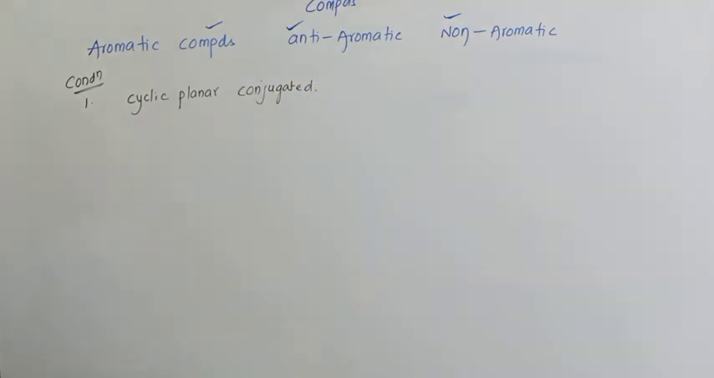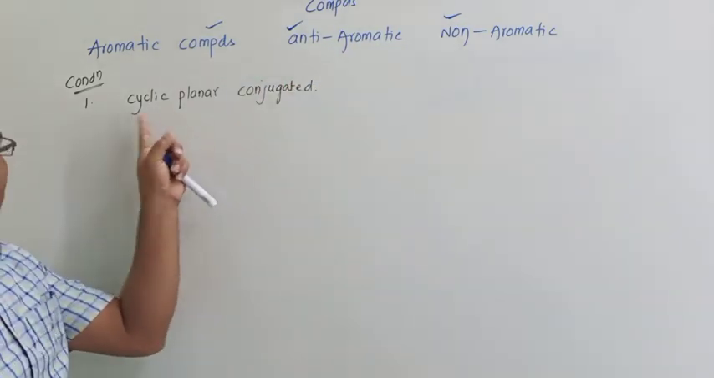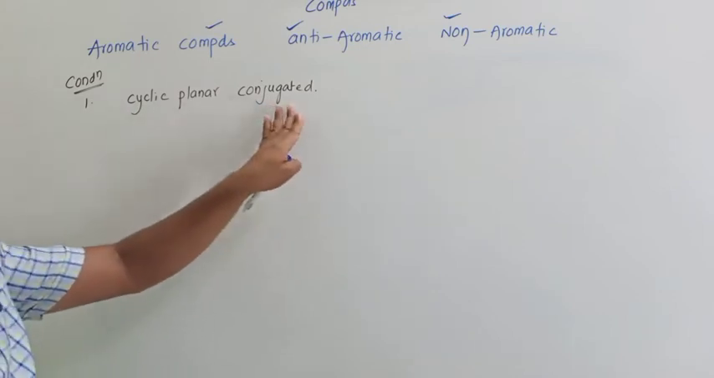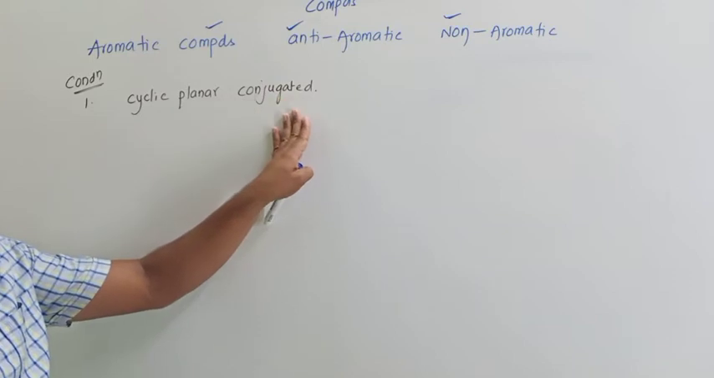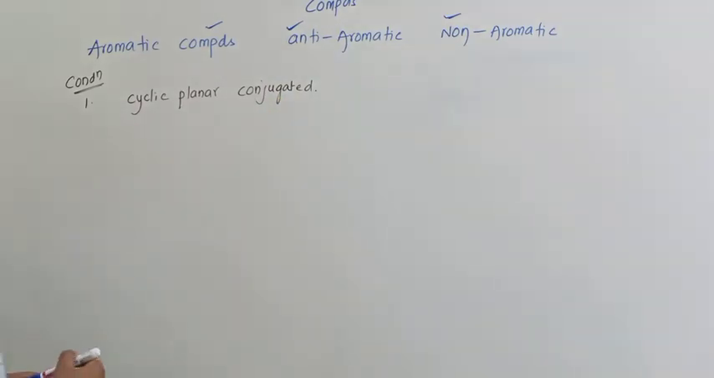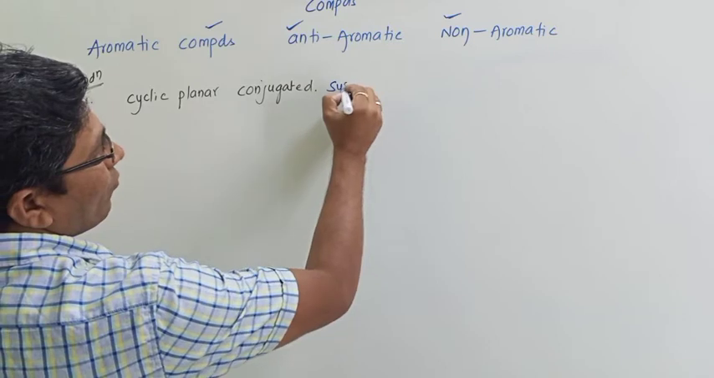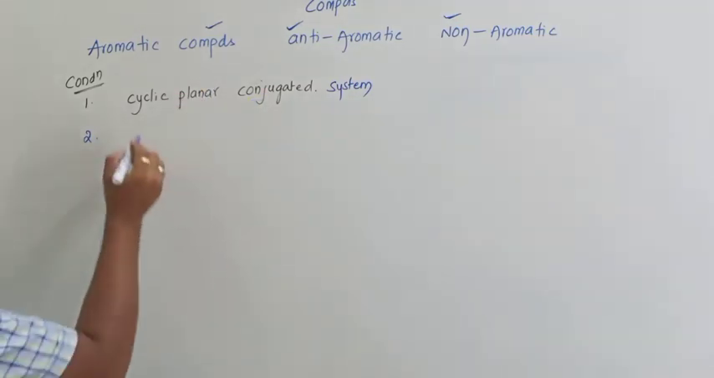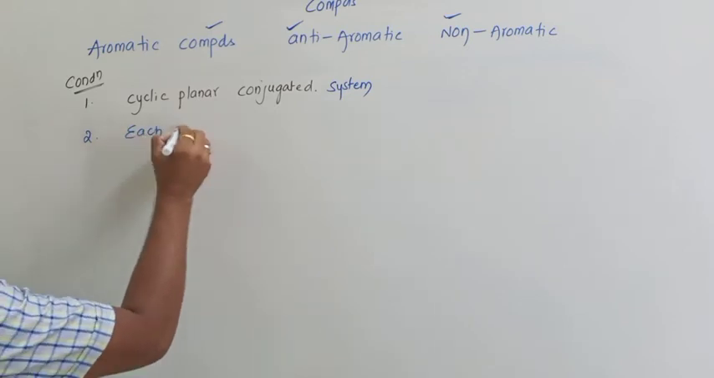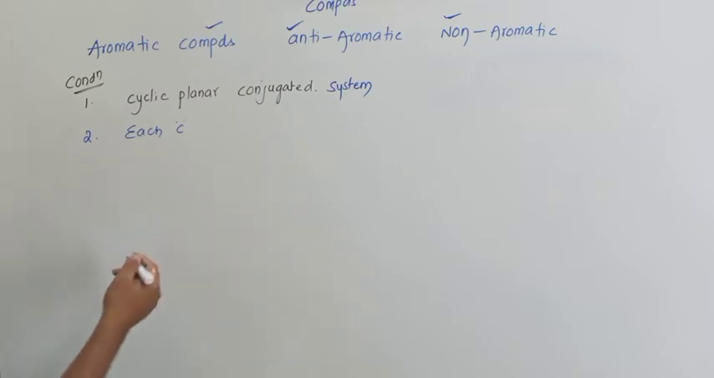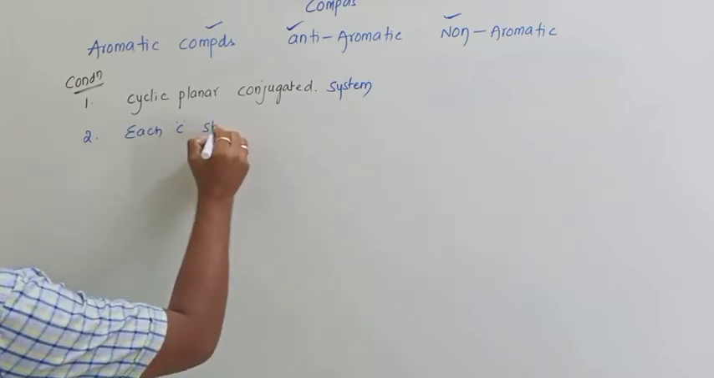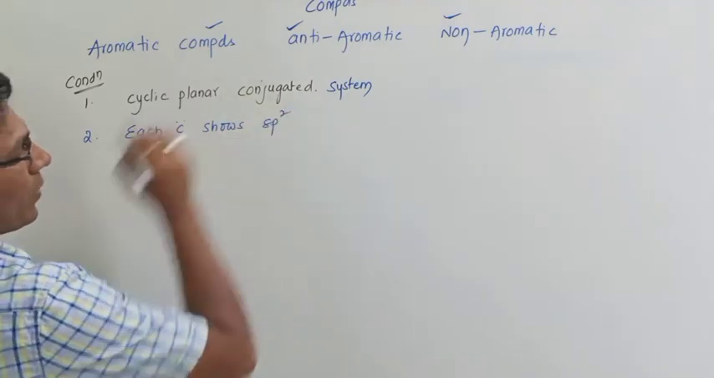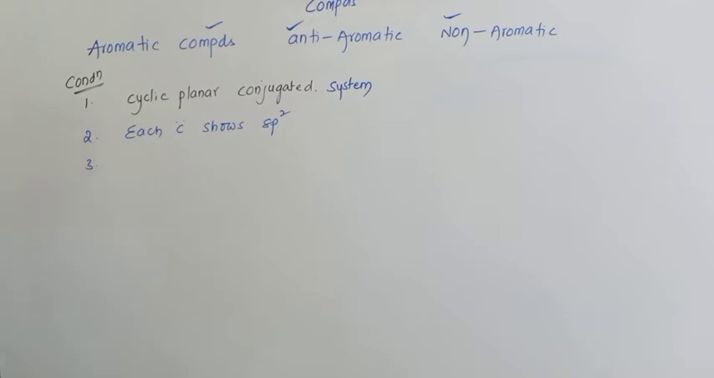The molecule must be, what is the first condition? Cyclic means the molecule is a cyclic molecule. Planar: if any molecule undergoes conjugation, those molecules are planar molecules. So the first condition: cyclic, planar, conjugated system. And the second one: if the molecule undergoes conjugation, each carbon or any atom, not only carbon atom, shows sp2 hybridization.